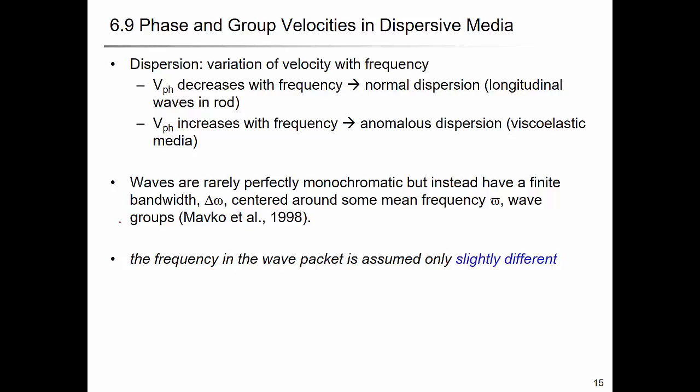And waves are rarely perfectly monochromatic. Monochromatic means that it has only one frequency. But instead, they have a finite bandwidth centered around some mean frequency, a wave group. So in general, when you generate a wave, you cannot generate a one-frequency wave. You have a packet of frequencies. Frequency in a wave packet is assumed to be only slightly different.